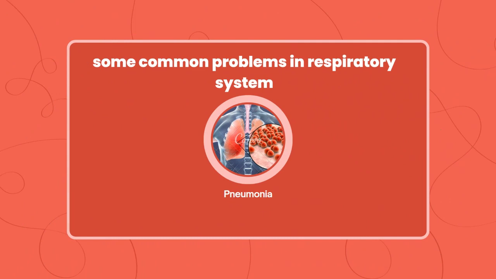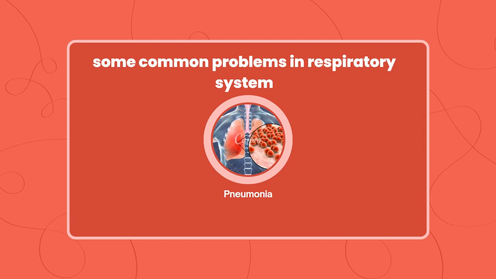Lastly, we have pneumonia. Pneumonia is an infection that affects one or both lungs. It causes the air sacs or alveoli of the lungs to fill up with fluid or pus. Bacteria, viruses, or fungi may cause pneumonia.